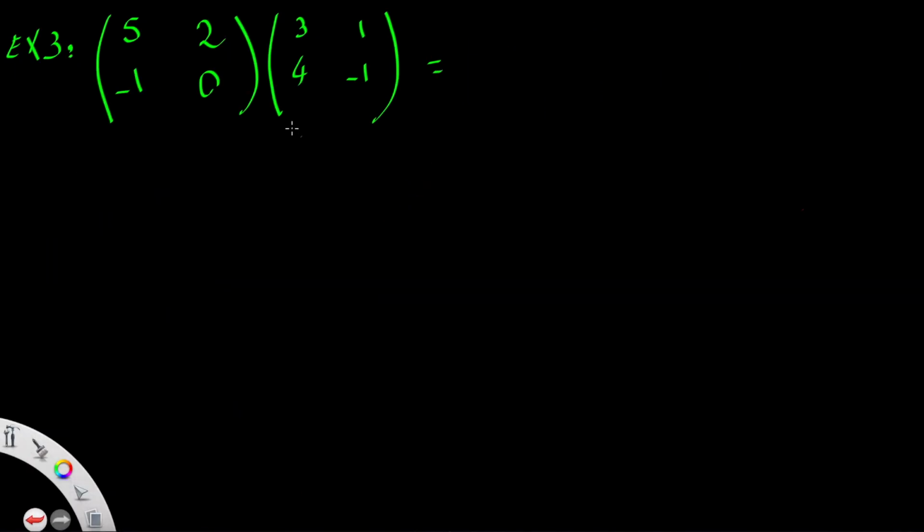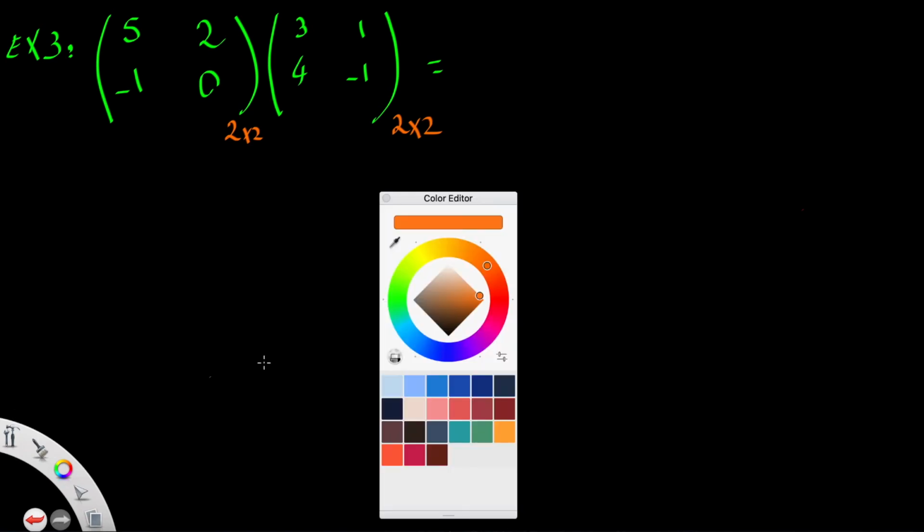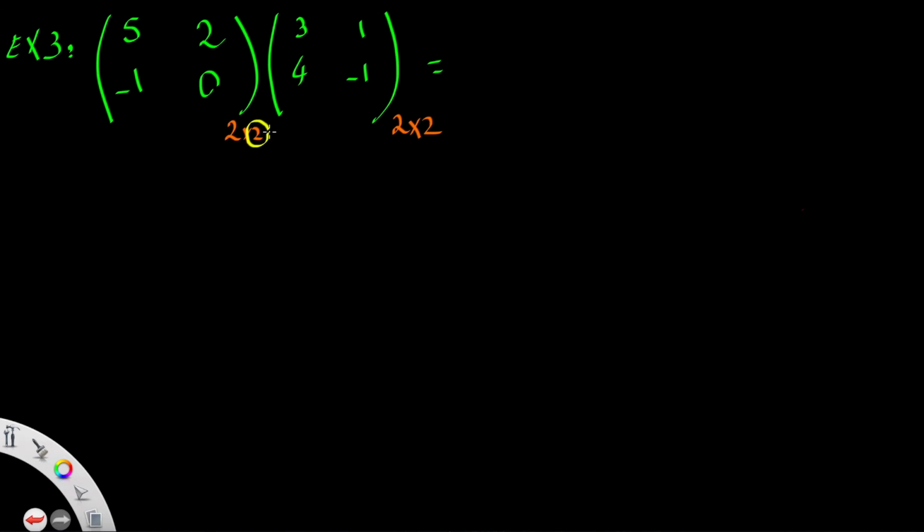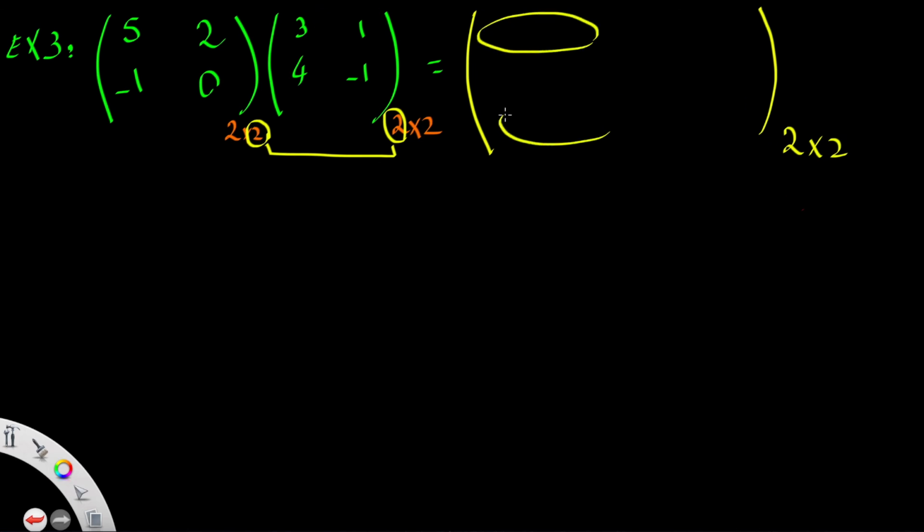Third example, you have again two matrices. Now as you see here, it is 2 by 2, and here it is 2 by 2. As you see here, the number of columns of the first one is the same as the number of rows of the second matrix. So you will have a 2 by 2 matrix, these exterior numbers. 2 by 2 matrix means 2 rows and 2 columns.